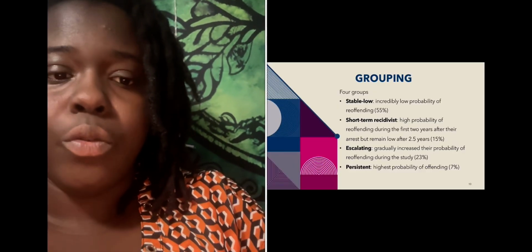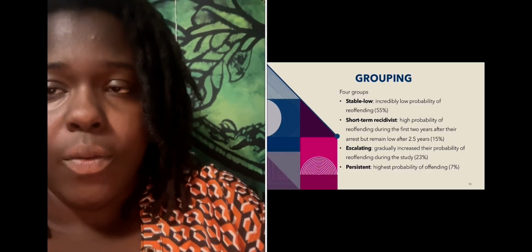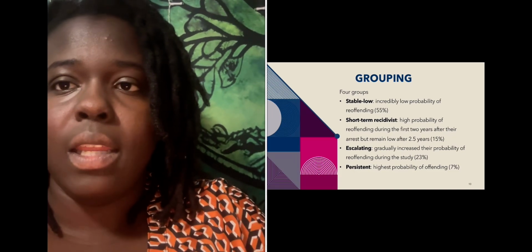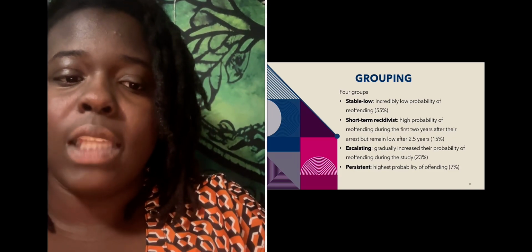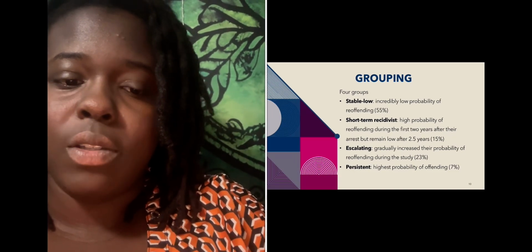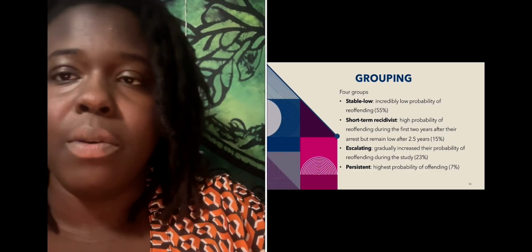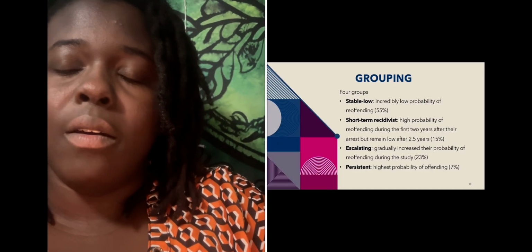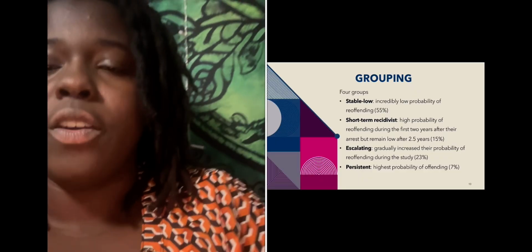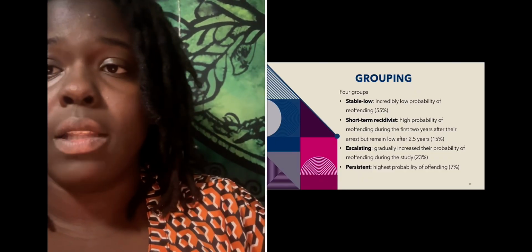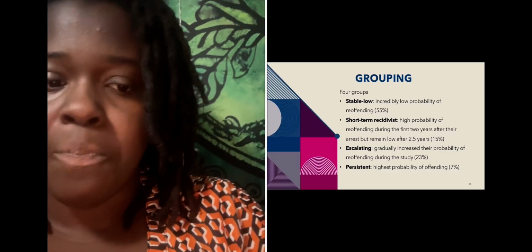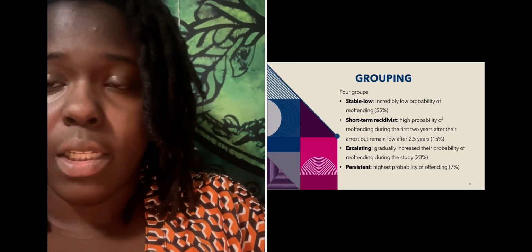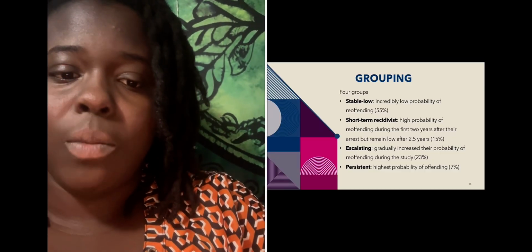And so for the grouping, there were 4 groups that they were able to divide the participants into at the end of the study. There was the stable low group, the short-term recidivist, the escalating, and persistent groups. The stable low means that the participants had an incredibly low probability of reoffending throughout the study, and this was 55% of the participants.